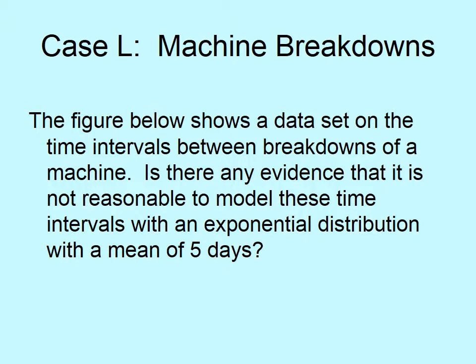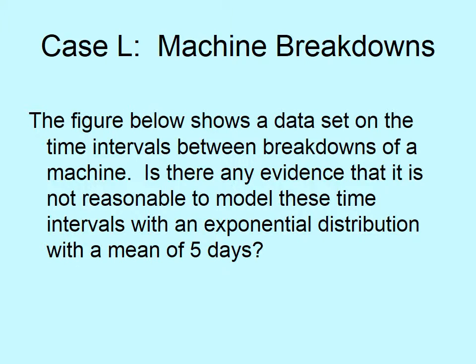In this one, we're going to have a figure shown on the next slide that shows the data of the time intervals between breakdowns of a machine. Is there any evidence that it is not reasonable to model these intervals as the exponential distribution with a mean of 5 days? Well, the mean of 5 days is giving us our parameter for the exponential distribution. By the way, that's the same parameter as you're used to for the Poisson distribution. So what this is basically saying is that lambda is equal to 5.